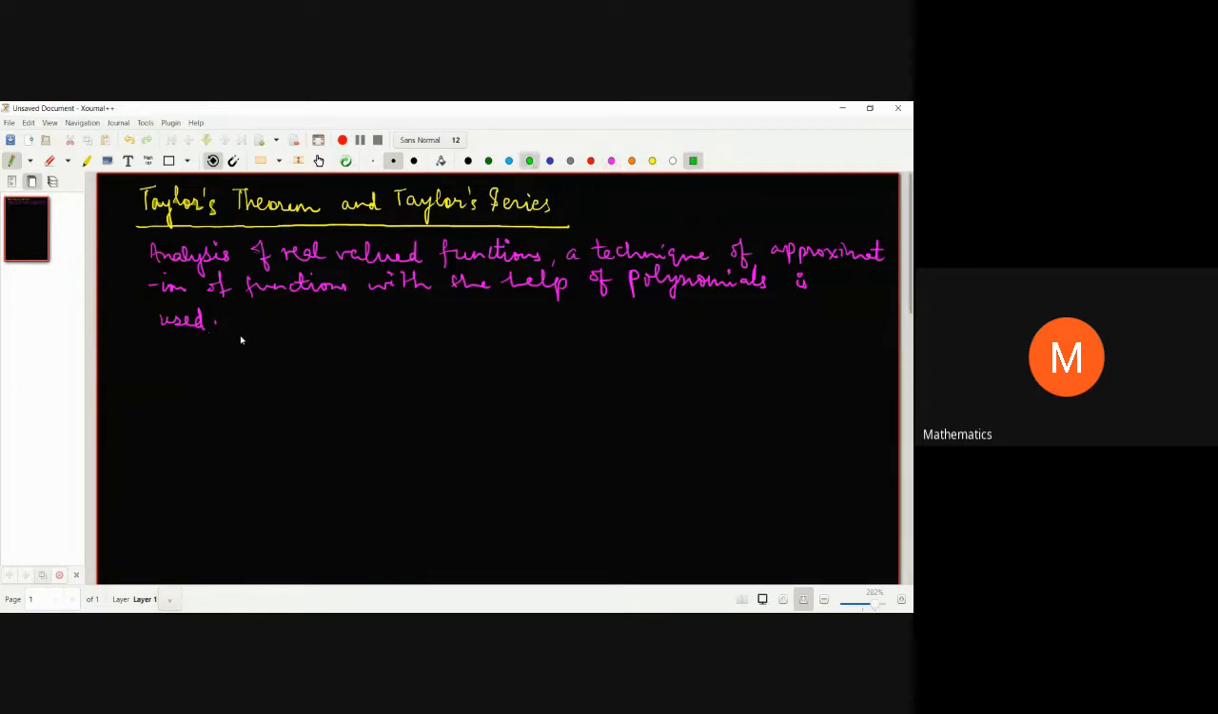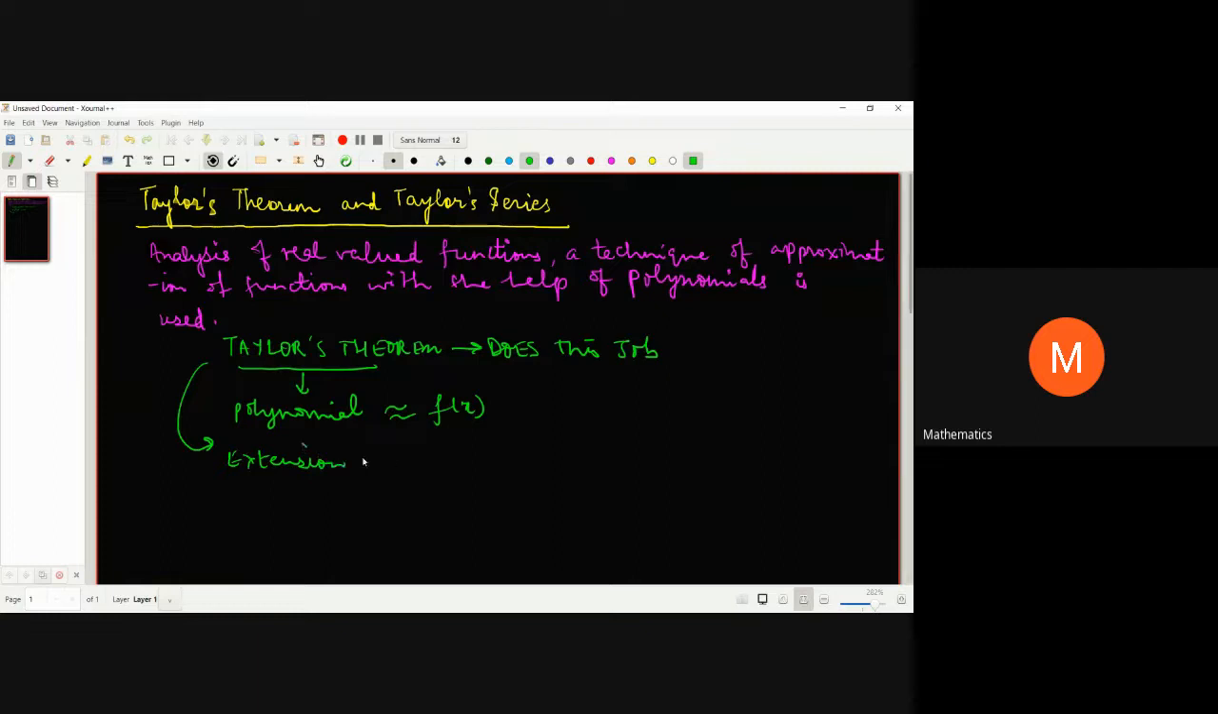So Taylor's theorem does this job. This is the tool which will provide you with the polynomial that will approximate a function f(x) under consideration. We can also call Taylor's theorem an extension to mean value theorems.